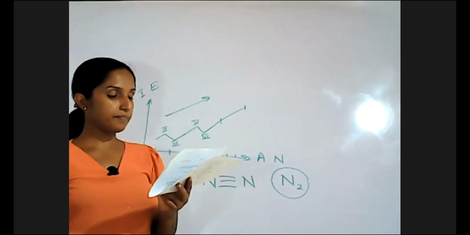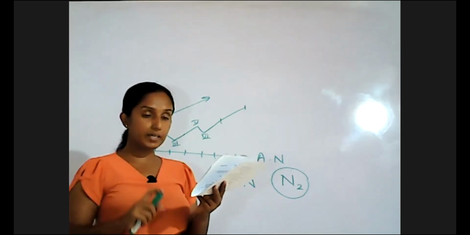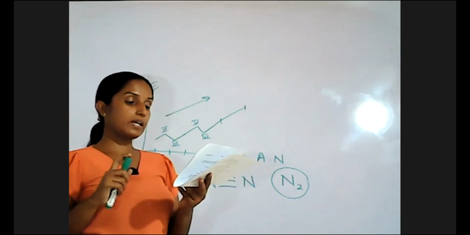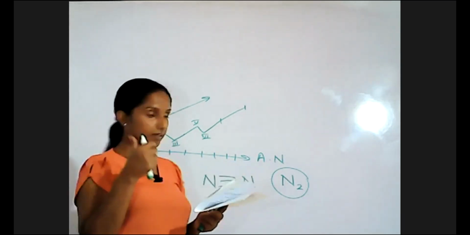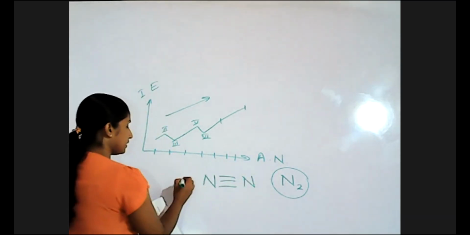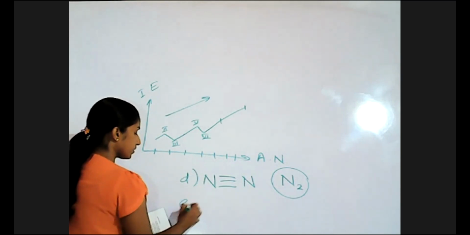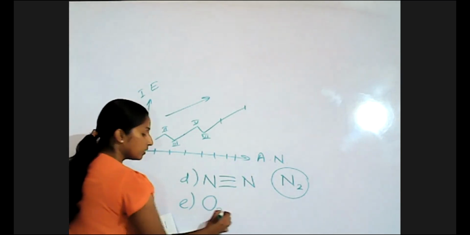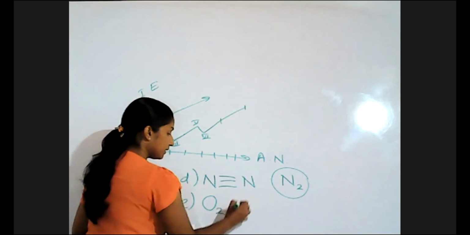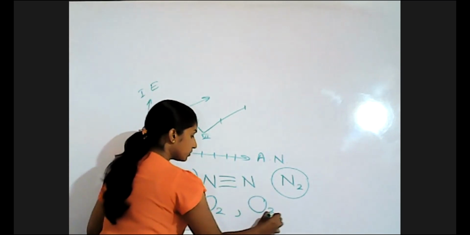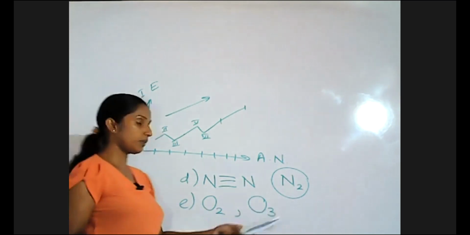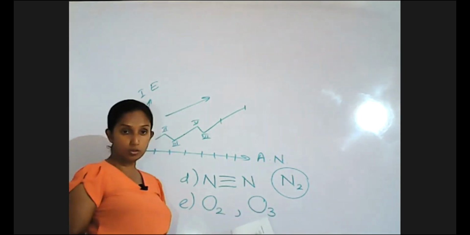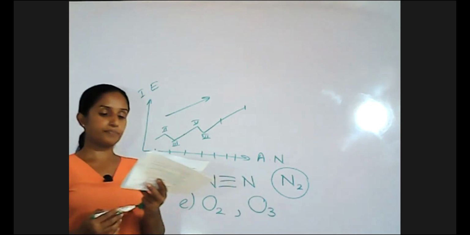Exists as diatomic molecules as well as triatomic molecules in the atmosphere. We can find only one regarding that. This is E: diatomic O2, and triatomic means O3, ozone. What is the element? Oxygen. You can't write O2 or O3, just oxygen.